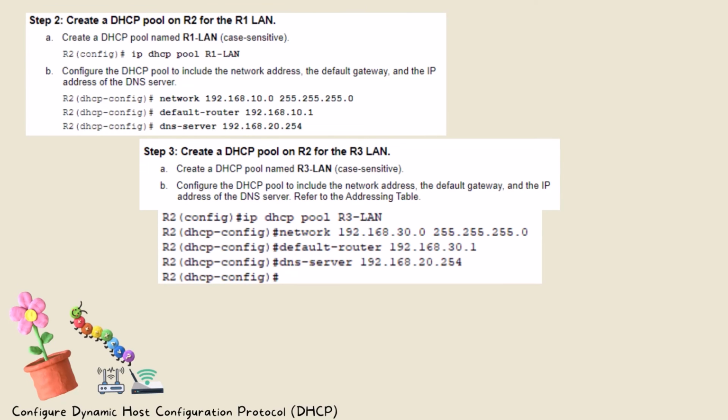DHCP pool ni adalah protokol rangkaian yang membolehkan pelayan ni memberikan alamat IP secara automatik kepada peranti yang ditentukan daripada julat nombor dia sendiri. Okey, the first, kita kena create a DHCP pool name R1 LAN. Masukkan kepada router 2 dalam mode config, masukkan command IP DHCP pool R1 LAN.